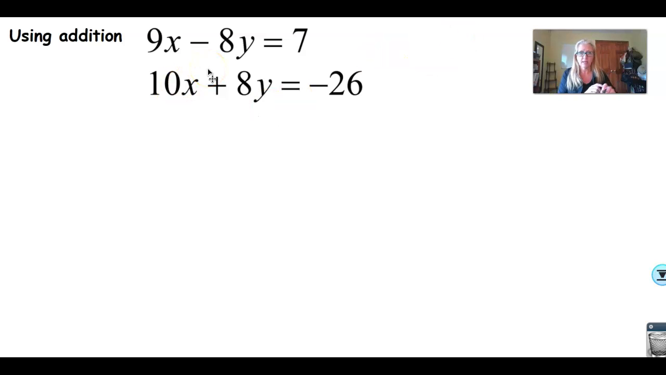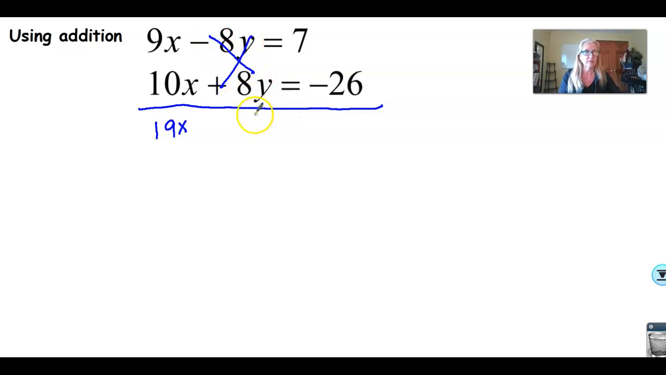Let me switch over to pen. We're just going to add these two equations together. All right, 9x plus 10x is 19x. -8y and +8y equals nothing, or 0, or they just cancel each other out. So then we put the equal sign. We're not going to write anything for the y terms here. 7 minus 26 is -19. Well, now it's pretty darn easy to solve for x. We just divide both sides by 19. And we now know that x is -1.